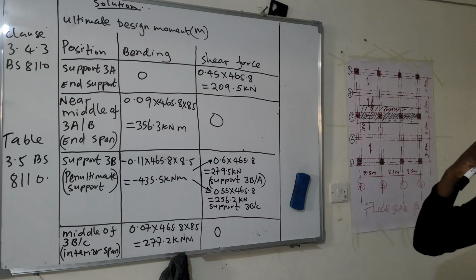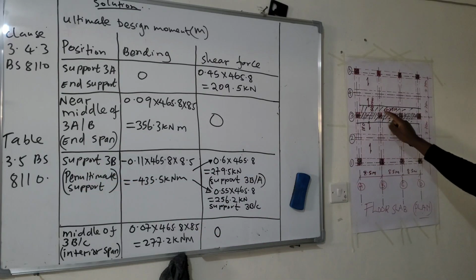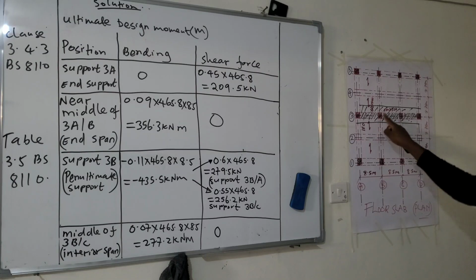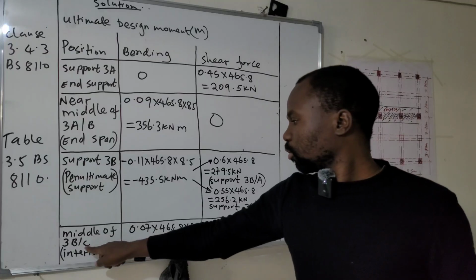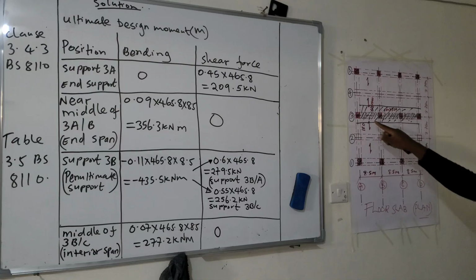Like that. And then you proceed to support 3B. Support 3B is this one, where 3 and B are meeting. So this is the support 3B, or we call it penultimate support. Like that. Then we proceed to the middle of 3BC, or interior span. So this is the interior span.